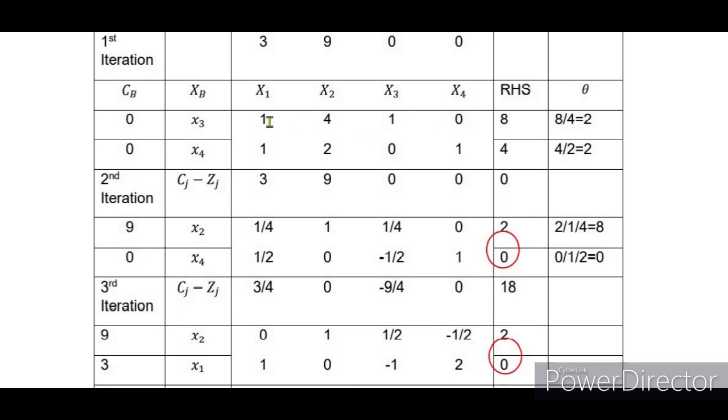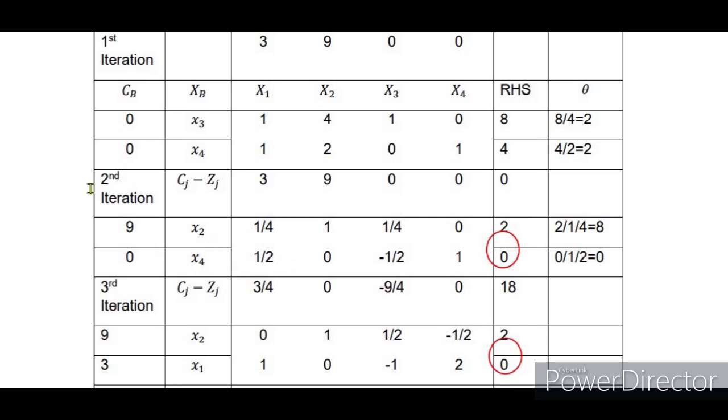So 1 divided by 4 is 1/4. So 4 divided by 4 is 1. 1 divided by 4 is 1/4. 0 divided by 4 is 0. 8 divided by 4 is 2. Okay, so we have to make an identity property for x sub 2 and x sub 4.